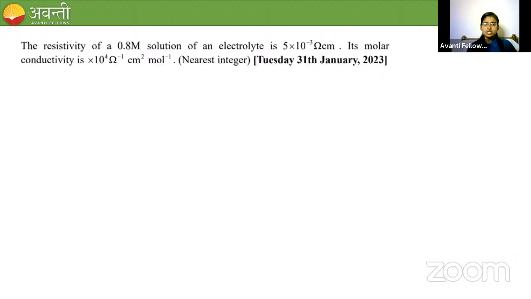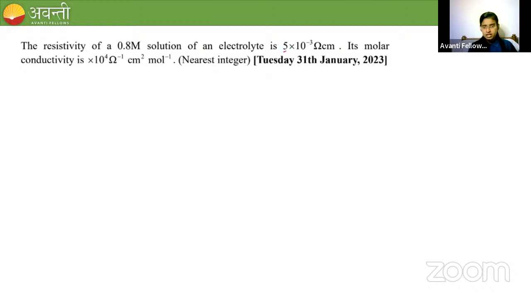If you see this question, it doesn't have options, which means it is one of the JEE Mains questions. Mostly in JEE Mains we have numericals where you are not provided with any options. So this is a JEE question. The question says that the resistivity of a 0.8 molar solution of an electrolyte is 5 into 10 to the power minus 3 ohm centimeter.